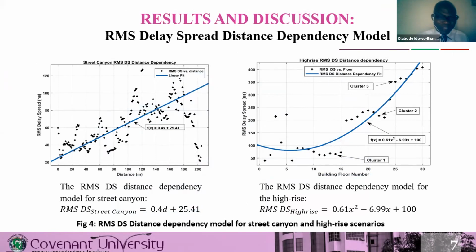In the results and discussion section, one of the things we did was to investigate the distance dependency characteristics and behavior of RMS delay spread. In the street canyon environment, we see that RMS delay spread has a linear relationship with distance, and the model is shown as 0.4D plus 25.41.